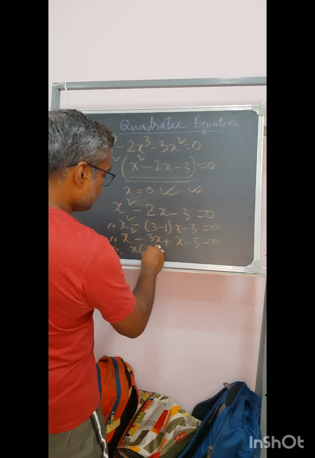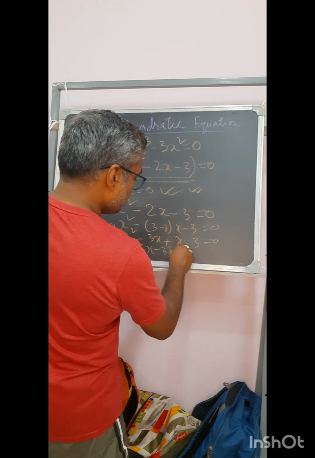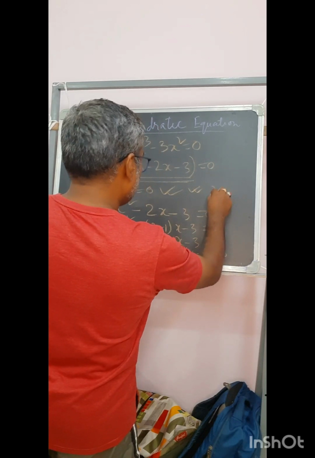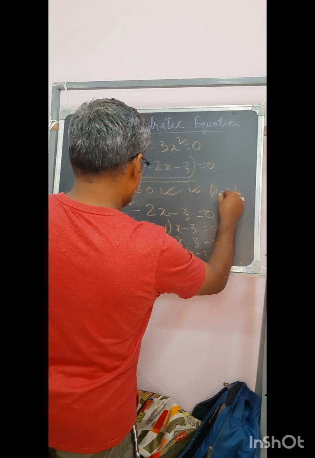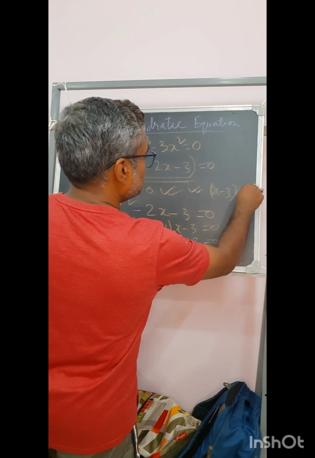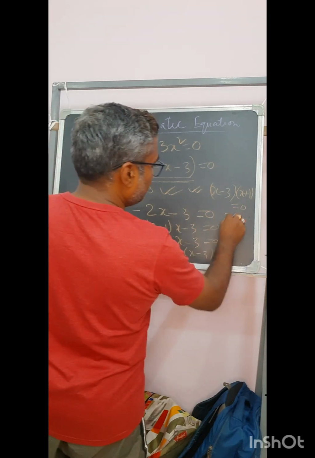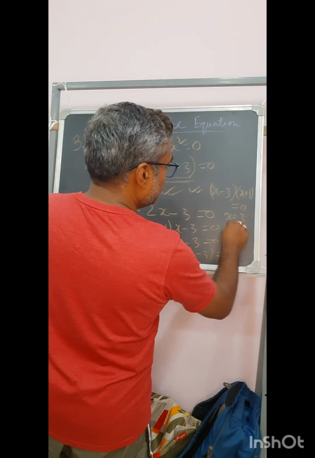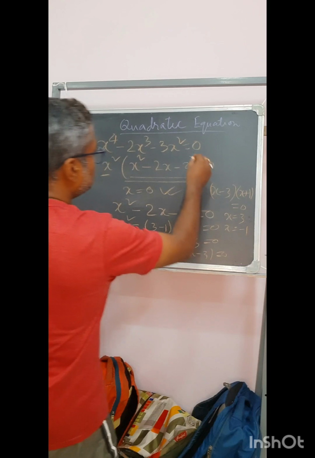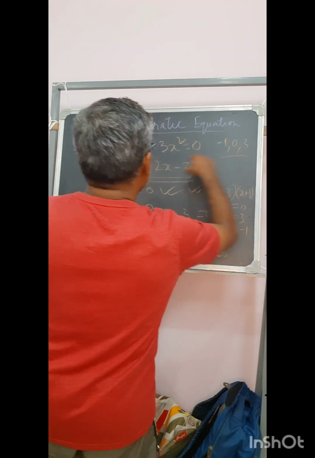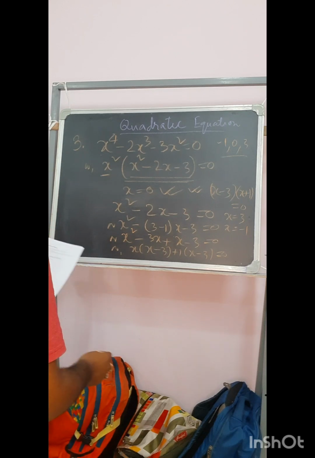So x minus 3 equal to 0, x plus 1 equal to 0. So ultimately I will get x minus 3 into x plus 1. So these are the two more factors along with x is equal to 0. So from here you will get x is equal to 3 and x is equal to minus 1. So there are three solutions: minus 1, 0 and 3 for this expression. Okay.